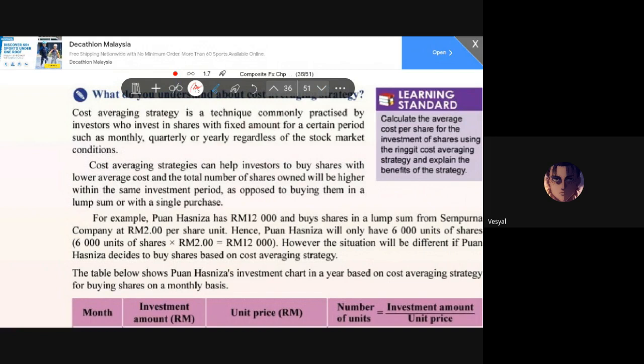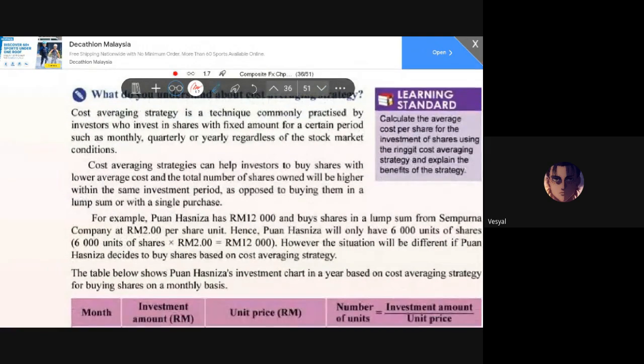Cost averaging strategy. So what do you understand about cost averaging strategy? It's a technique practiced by investors to invest in shares with a fixed amount for a certain period of time. I say this was the one I was talking about, quarterly, monthly, or yearly. So this one also you can see in your number of times compounded. I think Vishal asked this. So this is how you calculate it. They didn't talk about number of times compounded yet. I'm just telling they can put periods like this, then you can find the number of times compounded.